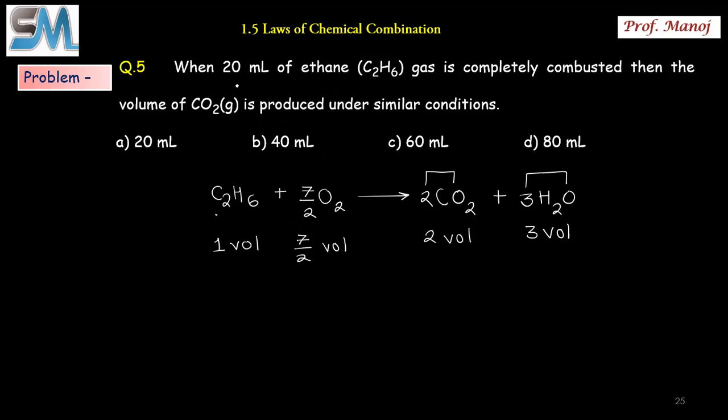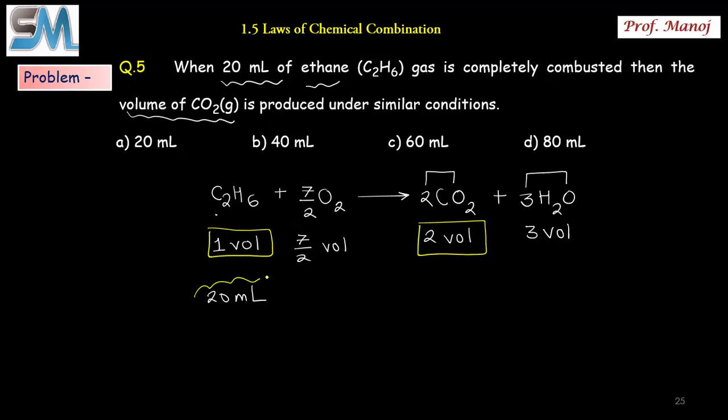Read the question again. 20 ml ethane. So this is taken as 20 ml. How much of volume of carbon dioxide is produced? So if 1 volume is producing 2 volume, if 1 volume of ethane is producing 2 volume, naturally 20 ml will produce how much of carbon dioxide? So simple mathematics that will give you 40 ml.